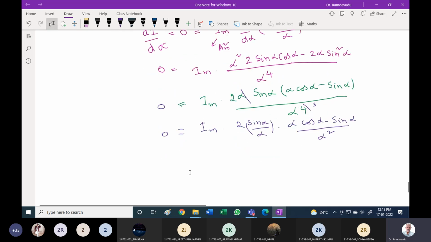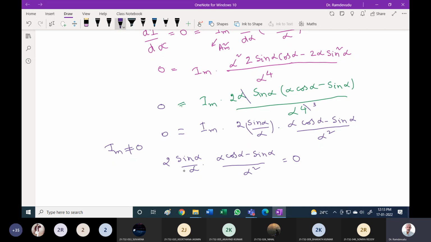Yes, therefore, since Im is not equal to 0, I'll write Im not equal to 0. I will write 2 sine alpha by alpha into (alpha cos alpha minus sine alpha) by alpha square is equal to 0. Did you follow this, all of you? Yes, sir. Now you know sine alpha by alpha already, which is of course the amplitude here.